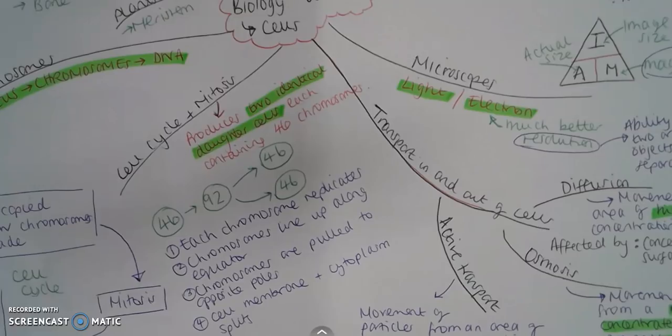Okay, and obviously in that splitting process, the cell membrane and the cytoplasm have to actually divide so that two new cells are formed.